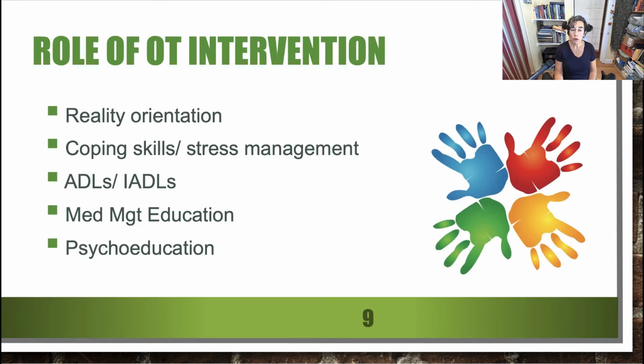The role of OT intervention is a number of things, right? So we're going to work on reality orientation. So having that person actually in touch with what's going on with them, with the world, with their setting, etc. So remember, if someone is in a state of acute psychosis, they may not be in touch with reality. Likewise, they may not be oriented to person, place, environment, and time.